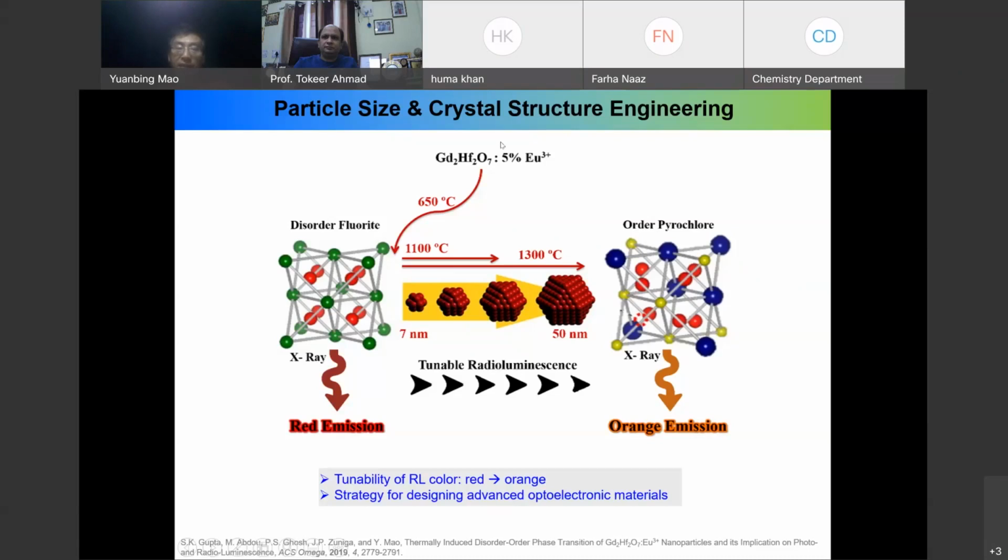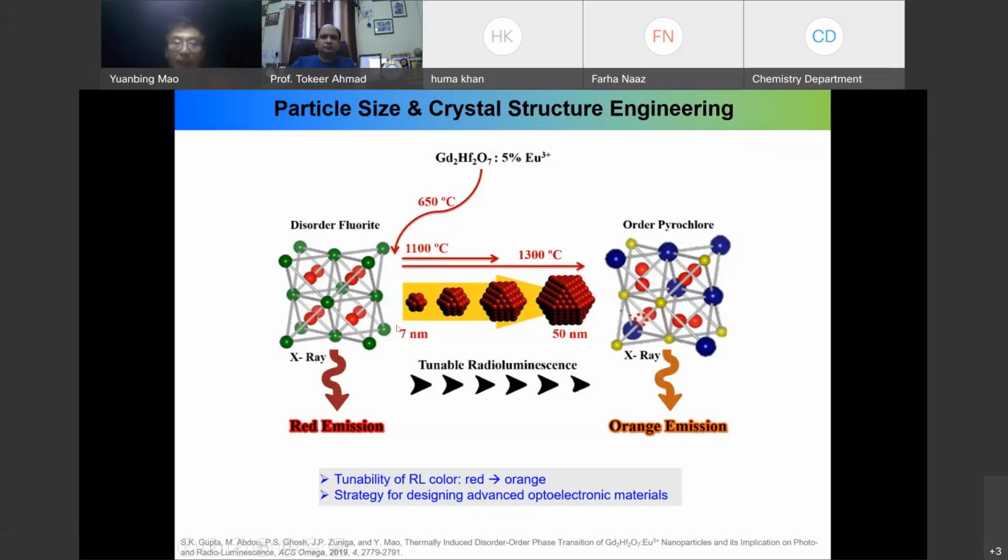So again, here we used gadolinium hafnate 5% doped europium 3+, and then we synthesized these nanoparticles by the molten salt synthesis process I just described at 650 degrees Celsius, right? Because of the ionic radius of the gadolinium hafnate, these nanoparticles have a disordered fluorite structure, and the particle size is about 7 nanometers.